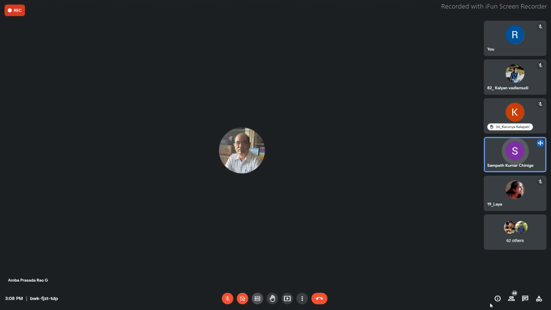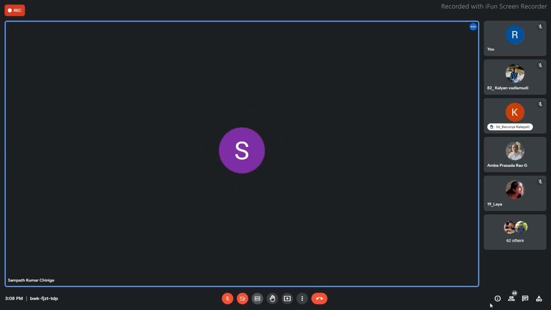Sir, Karunya Kalapati has raised her hand, sir. That hand has been there since the beginning. Okay, I hadn't realized. She may not know how to withdraw it. Again, click on the same hand symbol once more. That girl only has to click.